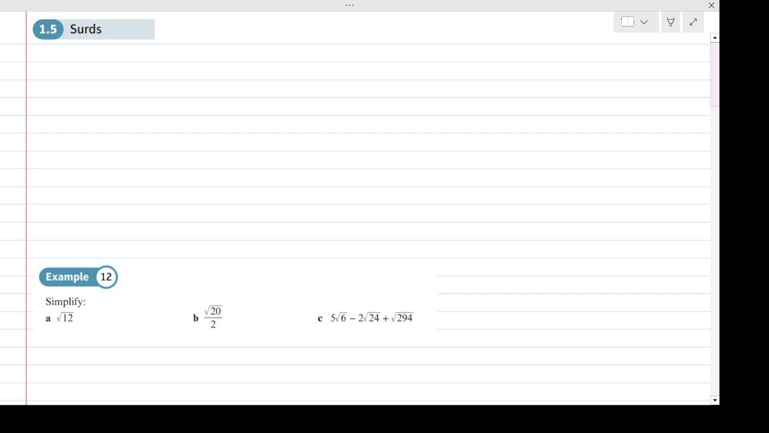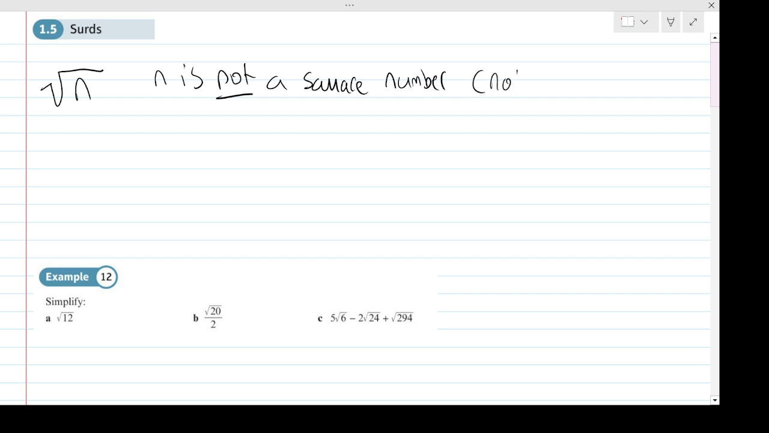Surds are essentially a type of square root where we have a number n that's been square rooted, but this number n is not a square number. The square numbers are 1, 4, 9, 16, and so on. So numbers that square root to get a nice whole number. Root 1 is 1, root 4 is 2, root 9 is 3, and root 16 is 4, and so on.